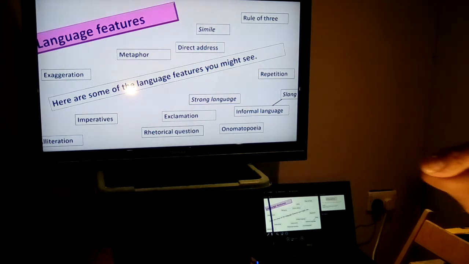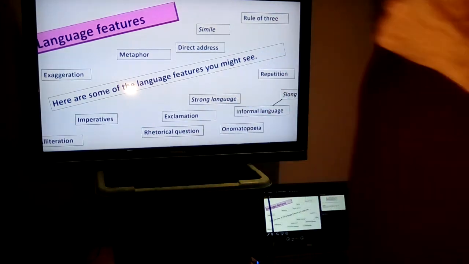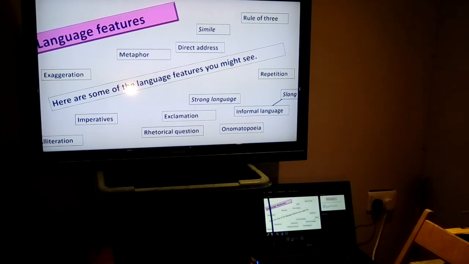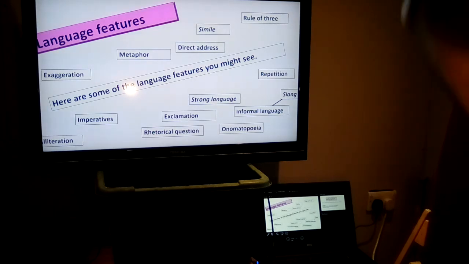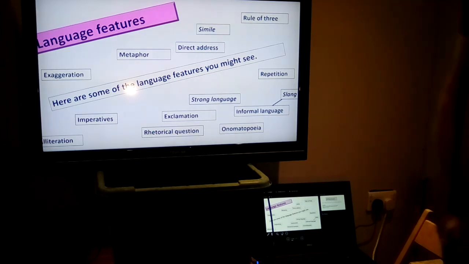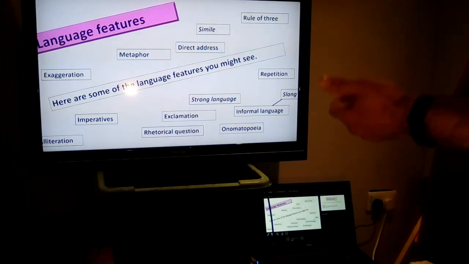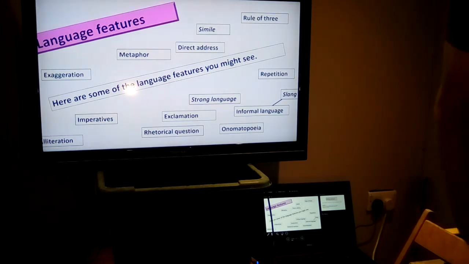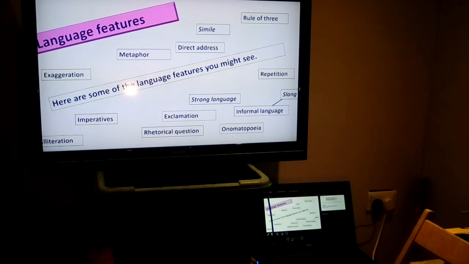Now, language features are going to be important to people who are doing the reading exam and the writing exam, because in the reading exam they'll ask you to identify or pick out certain language features, and in the writing exam they'll expect you to be able to use some of those language features. So the familiarity with this is essential for whichever sort of exam or both exams.